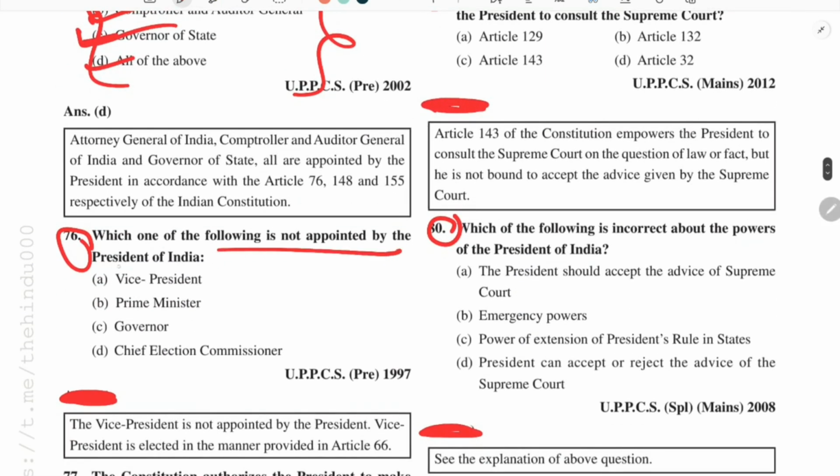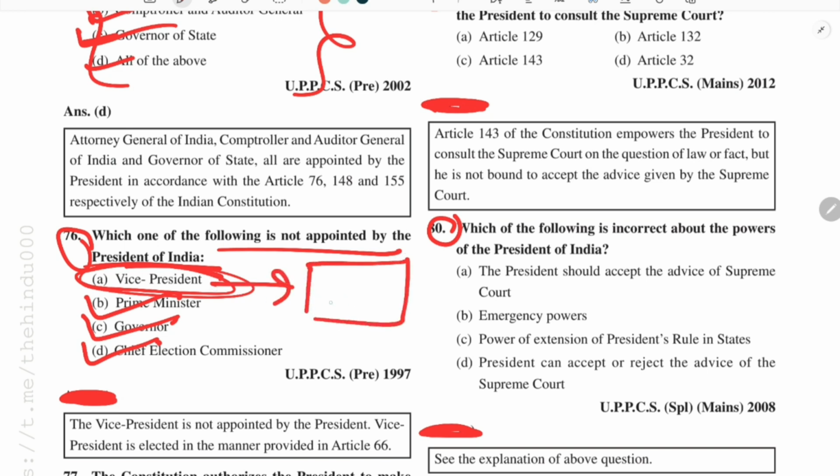Which among the following is not appointed by the President of India? The Chief Election Commissioner is appointed. The Governor is also appointed. The Prime Minister is also appointed, but the Vice President is elected. I told you in the previous videos that there is an electoral college which elects the Vice President. So the answer must be A.